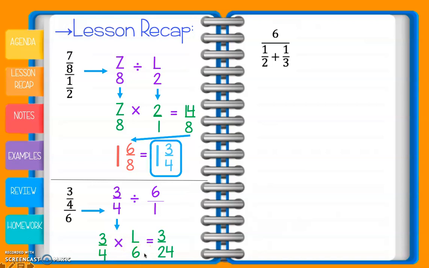Now we can't leave it that way because that can be simplified. We can simplify each of these by 3. And so 3 divided by 3 would give us 1, and then 24 divided by 3 would give us 8. So our final answer is 1/8.